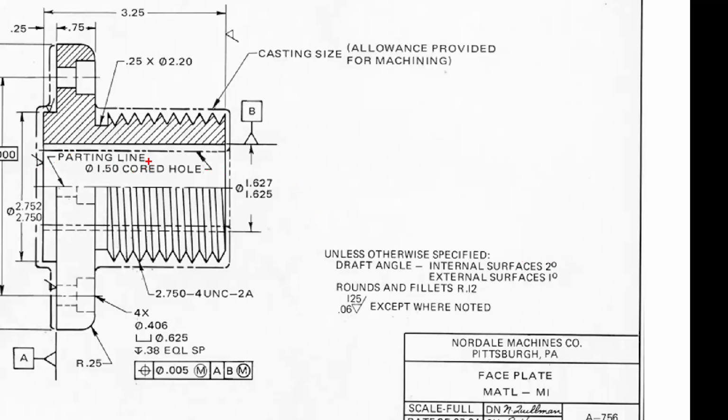So we have this note here, parting line. Okay. So that's where the two halves of the mold separate. And if you have anything that's injection molded or even cast, if you look at it really closely, you'll see a seam all the way around it. And that's where those two halves of the mold meet, and that's called the parting line.